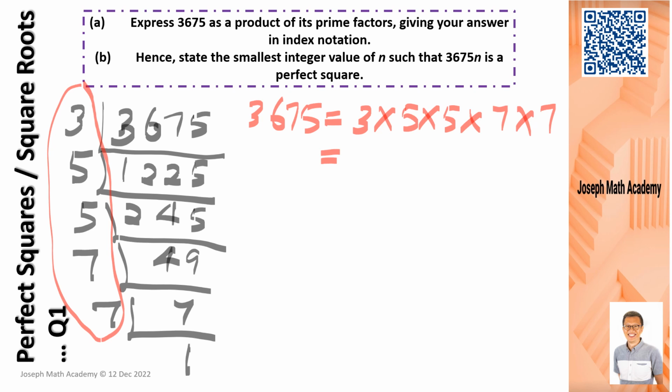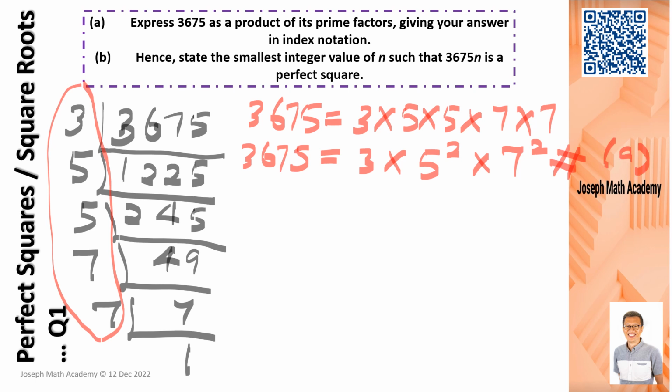Product means multiply. So this can be rewritten as 3, because 3 appears once means 3 has 1 power, and 5 appears twice means 5 to the power of 2, or 5 squared, and 7 appears twice means 7 to the power of 2, or 7 squared. So 3,675 is equal to 3 times 5 squared times 7 squared. So part A is completed. Easy, right? This is familiar to you.